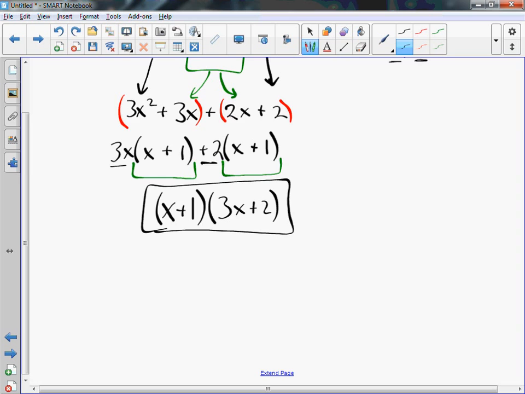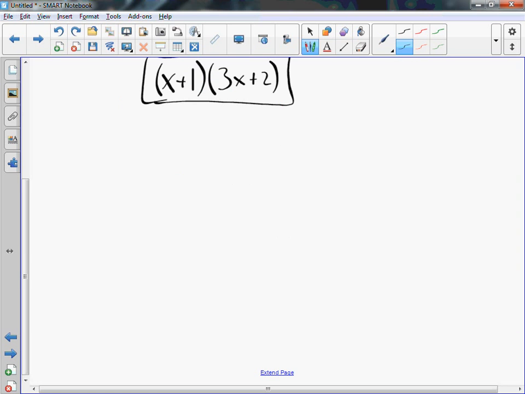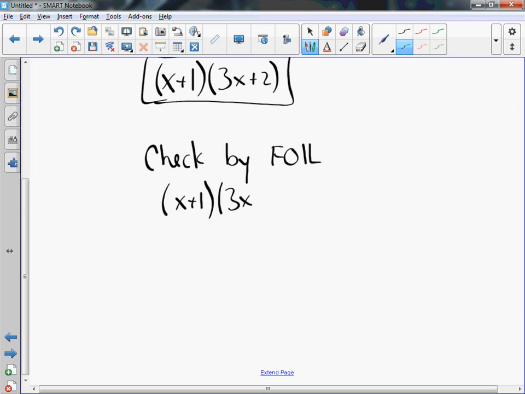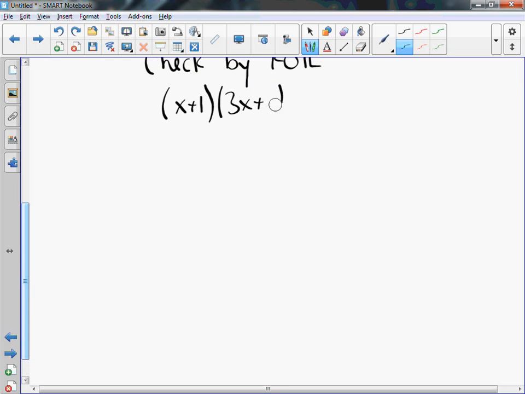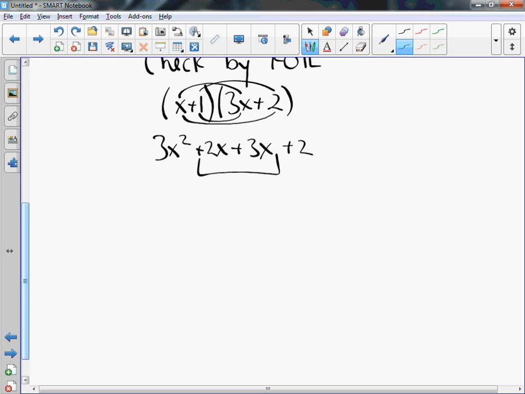Now, we've done this on the last couple videos. How do we check it? Well, in this case, we have two binomials, so we check by FOIL. So I'll rewrite it down here, and we'll check it. First, 3x squared, outside 2x, inside that's 3x, and last is 2. Combine like terms, 3x squared plus 5x plus 2.